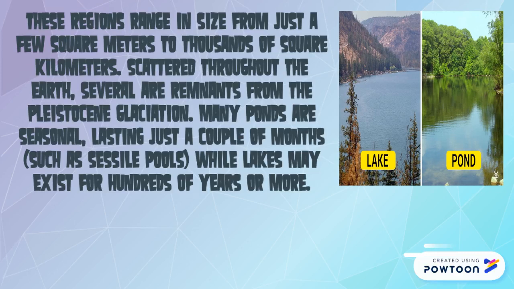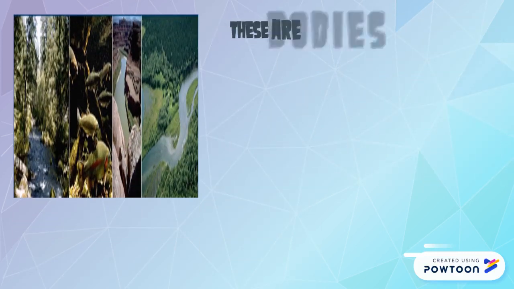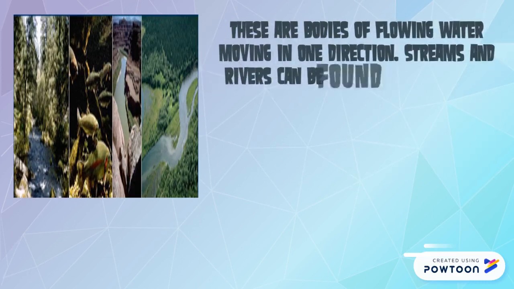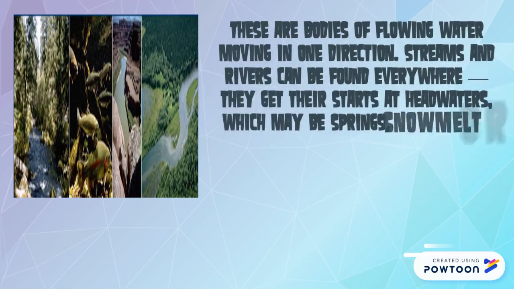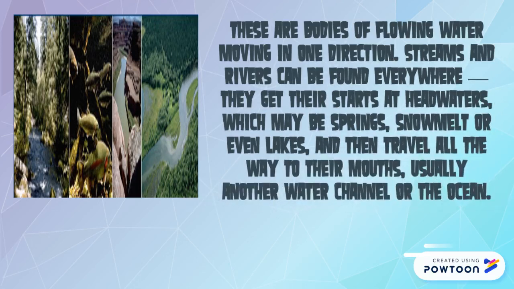Streams and rivers. These are bodies of flowing water moving in one direction. Streams and rivers can be found everywhere. They get their starts at headwaters, which may be springs, snowmelt, or even lakes, and then travel all the way to their mouths, usually another water channel or the ocean.